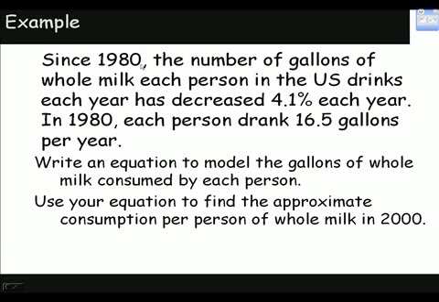Here's an example. Since 1980, the number of gallons of whole milk each person in the United States drinks each year has decreased 4.1%. In 1980, each person drank 16.5 gallons. We're supposed to write an equation to model the gallons of whole milk each person drank, and then use the equation to approximate consumption per person of whole milk in 2000.